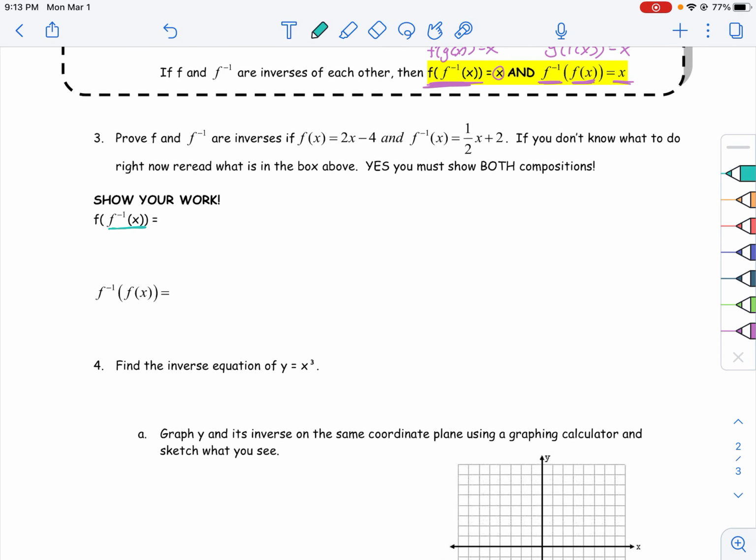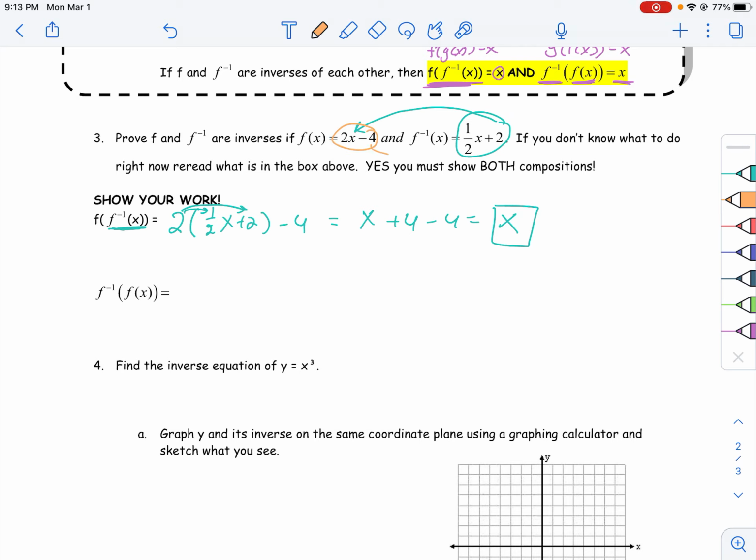Let's take a look at this then. It says plug f inverse into f. So that's literally saying we're going to have 2 multiplied by 1/2 x plus 2. We're taking this equation and plugging it into x. So that's 2 multiplied by the equation and then minus 4. Simplifying, we distribute the 2. That gives us x plus 4 minus 4, which just leaves us with x.